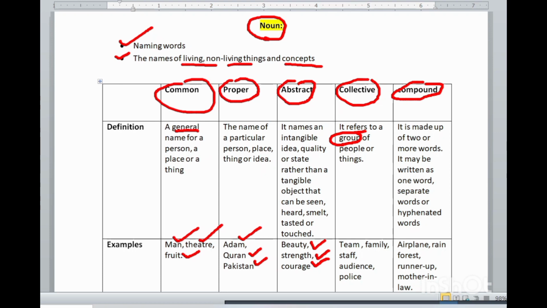For example, if we say there are 11 players, they play in a team. So team is their name. They are a lot, but their name is one team. That's why this is called a collective noun.